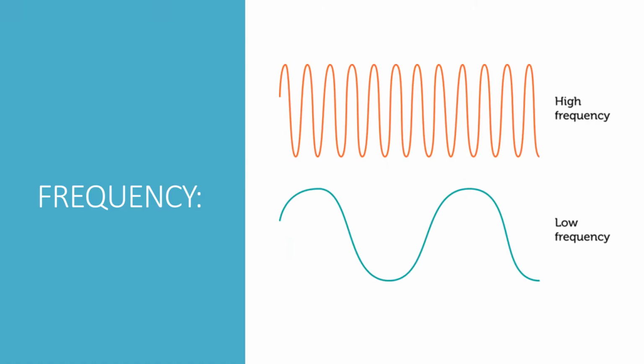The frequency of a wave is the amount of waves that pass a certain point in a given amount of time. So as you can see, the top wave in this picture is much more frequent than the bottom wave because in the same amount of time, it produces much more waves.